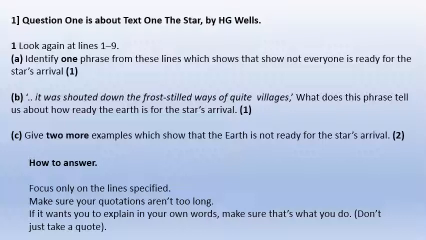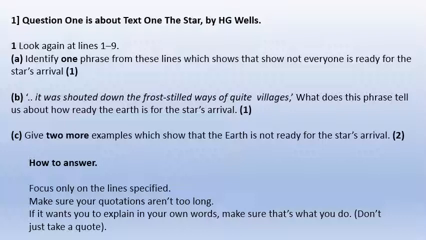So it says, look again at lines 1 to 9. Identify one phrase from these lines which shows that not everyone is ready for the star's arrival. They're looking for a quote, all right? They're just looking for one quote that shows that not everyone is ready for the star's arrival, and you get 1 mark for it. So you might want to think about those quiet lanes that people are shouting out. The tramp maybe. People aren't in a state of sufficient worry. Any quote that shows that.